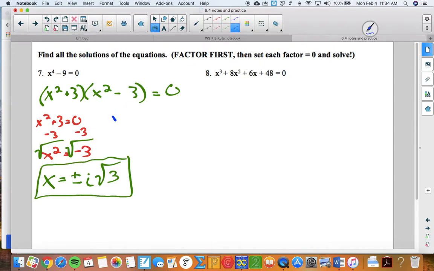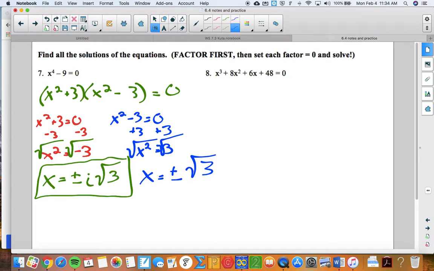And then x squared minus 3 equals 0. I'm going to add 3. I get x squared equals 3. And then I square root that. So I get x equals, remember we get a positive and a negative answer, the square root of 3. And that's it. Those are my solutions. That's 4 solutions: a positive i root 3, a negative i root 3, a positive square root of 3, a negative square root of 3.